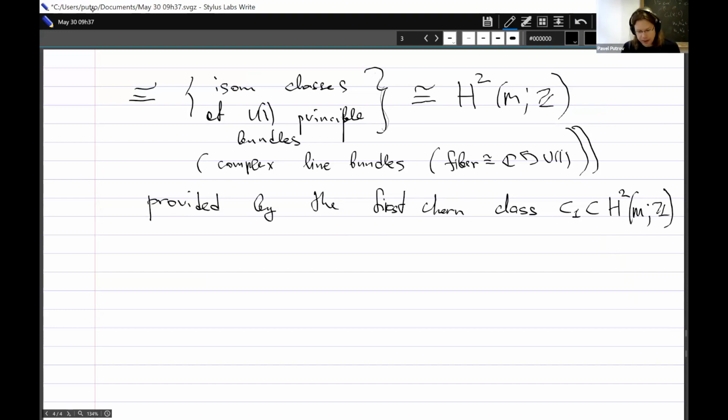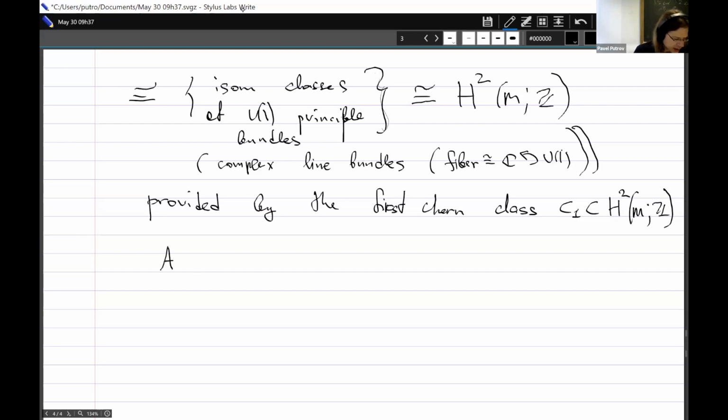So let me first give a physics interpretation, a physics way to understand this first Chern class, and then briefly mention what the usual mathematical definition is. Okay, so before we start, what does it mean?